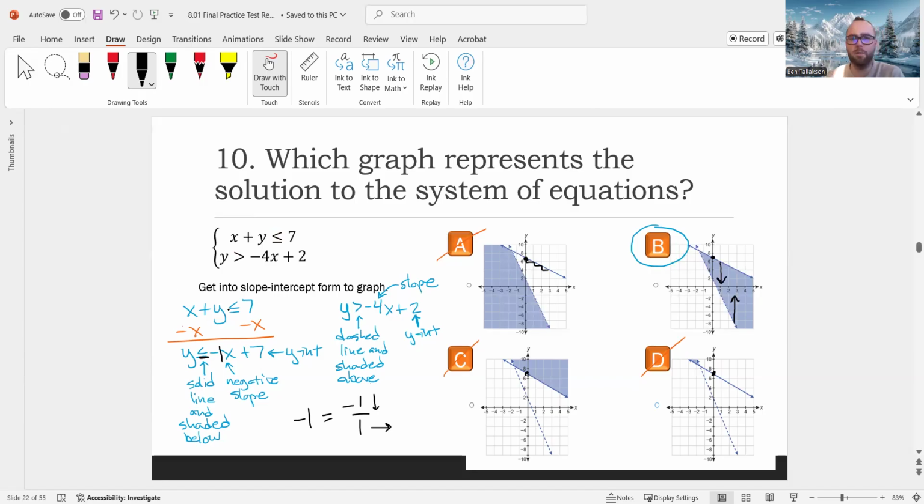Okay, that's not really helping us, but let's see if there's something else. This is also saying less than. So it should be graphed below. So it should be shaded below. Is this shaded below? Is this shaded below? Yeah, it is. It is shaded below, right?